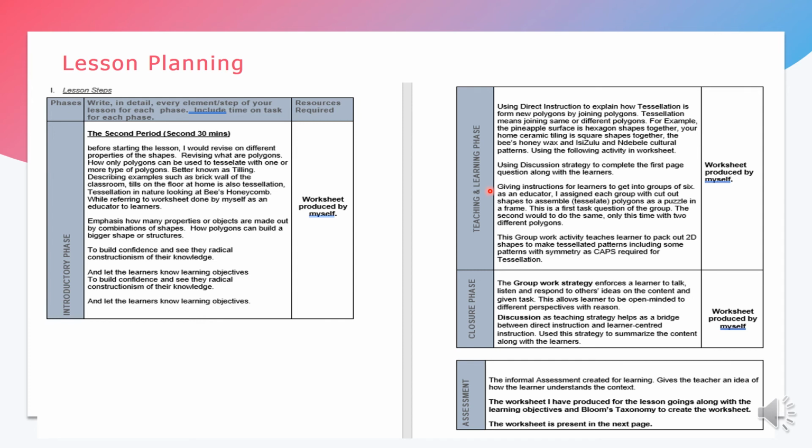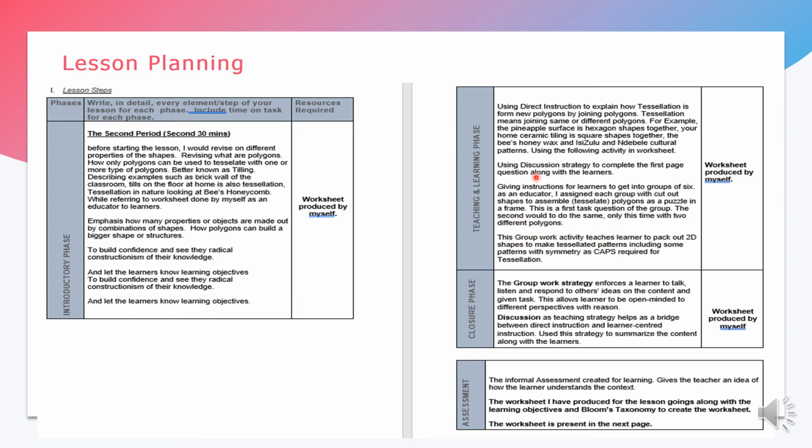with the learners. Now you give instructions for the learners: get the learners in groups of 6. As an educator, assign each group to cut out the shapes to assemble tessellate puzzles, but we changed it a little bit. We made cutouts into 3D shapes, so they are still going to do a puzzle, but this time it's 3D shapes. We're not only doing 2D, so it's group work.